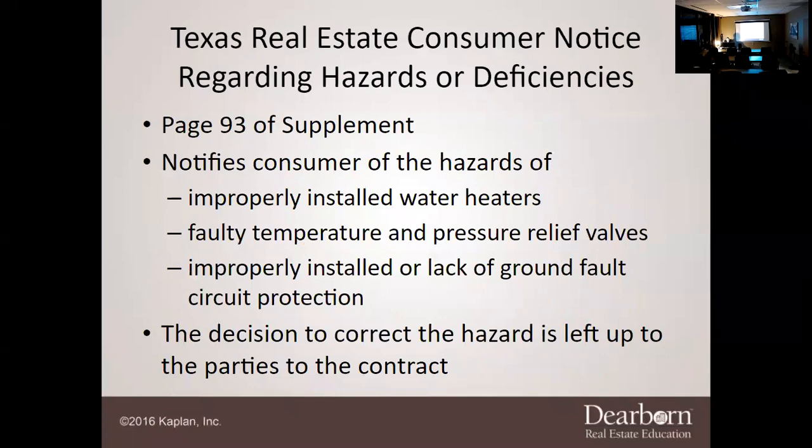In regards to the Texas Real Estate Consumer Notice regarding hazards and deficiencies, this is, again, another notice, okay? And it notifies the consumer of the hazards of improperly installed water heaters, faulty temperature and pressure relief valves, improperly installed or lack of ground fault circuit protection, and the decision to correct the hazard is left up to the parties to the contract, okay?